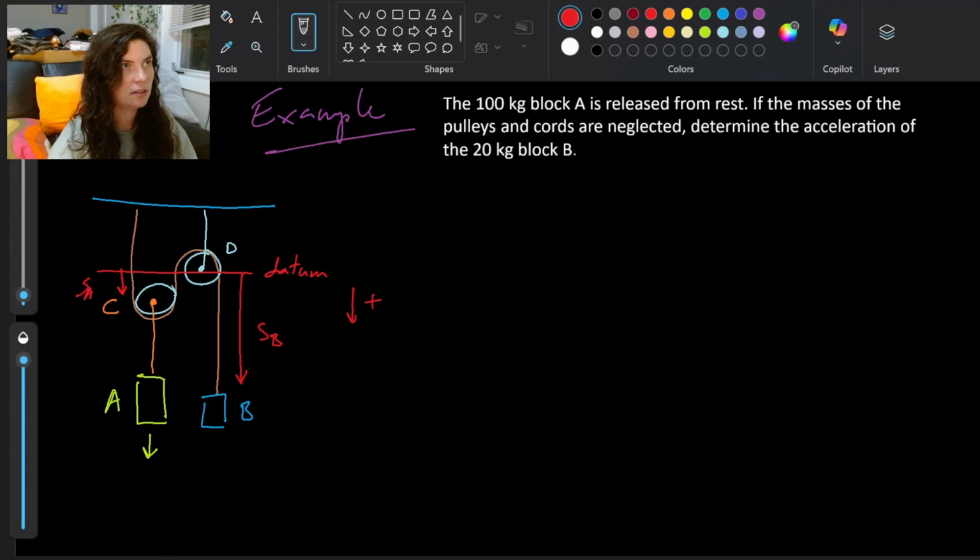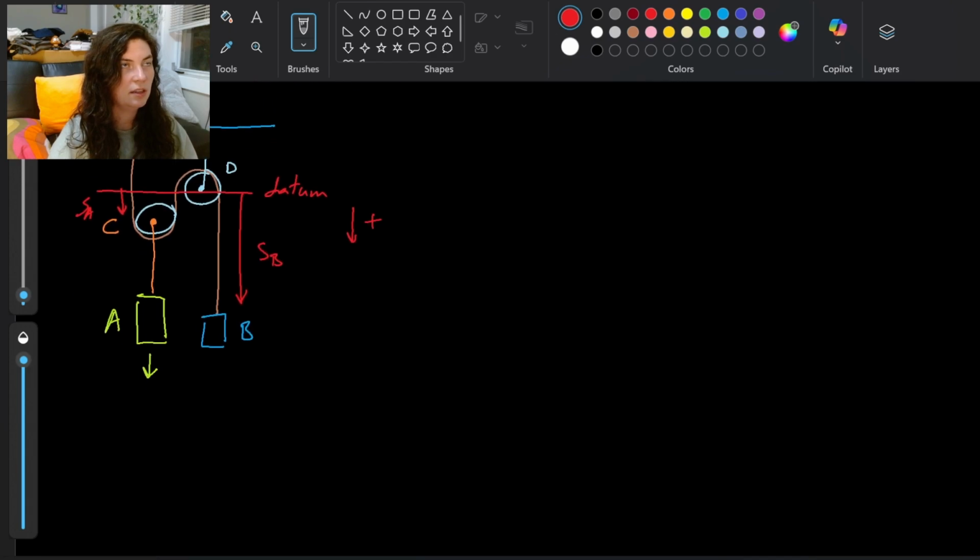And we have one of those on either side. So if we're doing the kinematics for this, that's finding our length and then summing those lengths together.